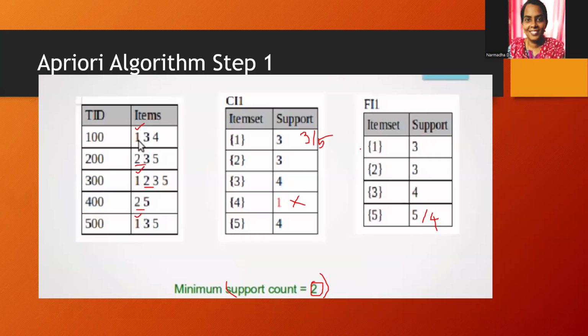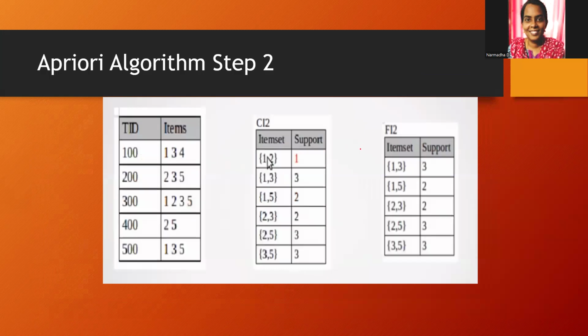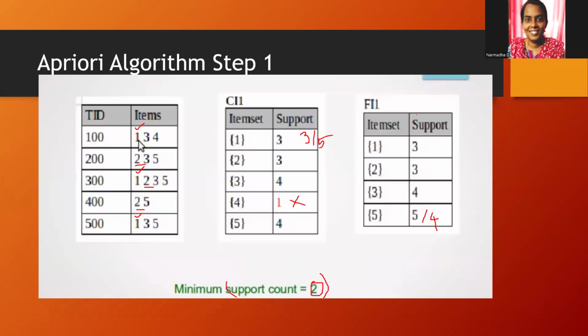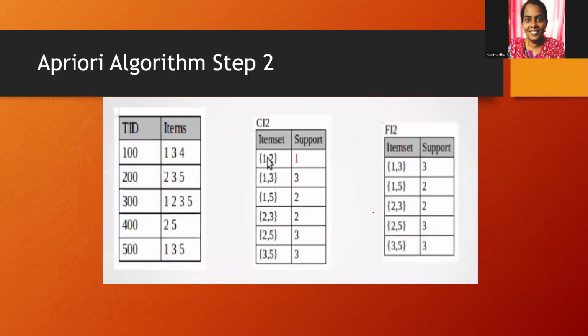The next step we need to explore is the candidate 2 item set. Candidate 2 item set is how you take the combination of item sets. So 1, 2 is one combination, 1, 3, 1, 5, and similarly 2, 3, 2, 5, and 3, 5. So these are all called the candidate 2 item set.